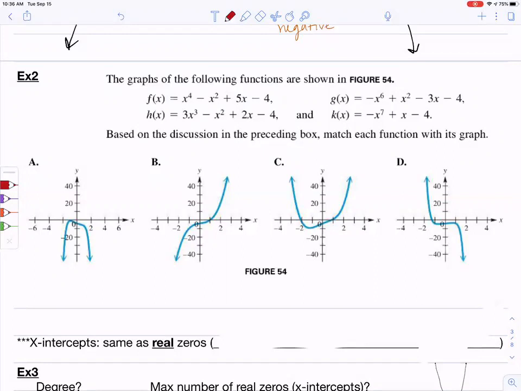Okay, so when x is all the way down there at negative infinity, and when x is all the way down there at positive infinity, what's my graph doing? Is it going up or is it going down? That's what I really care about.